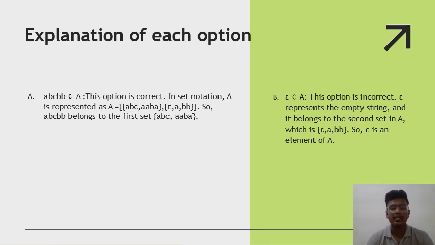The first option is correct because in set notation, A is represented as A equals ABC, AABA, comma epsilon, ABB. So ABCBB belongs to the first set, ABC, AABA. The next option is incorrect because epsilon represents the empty string and it belongs to the second set in A.